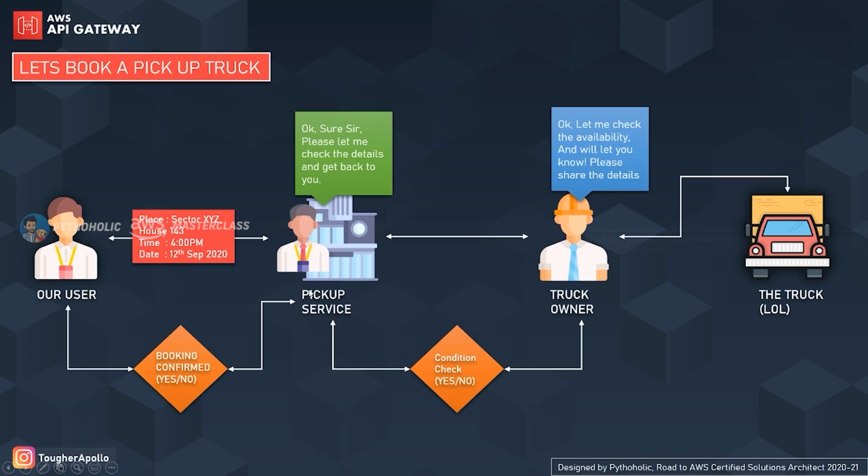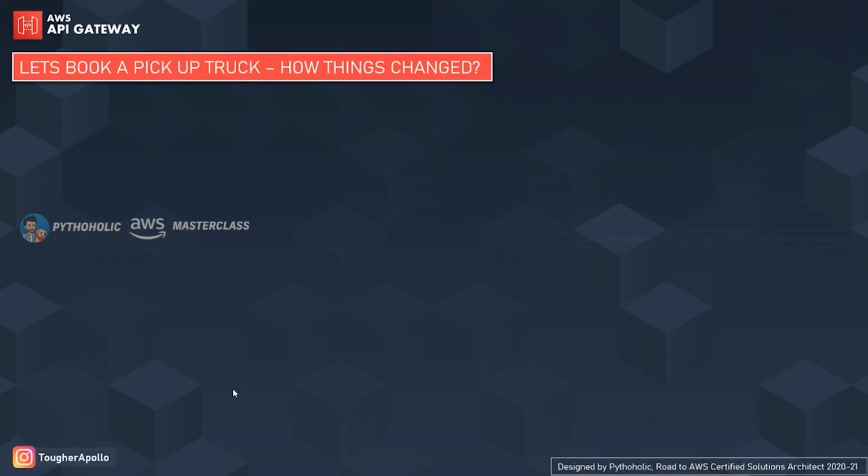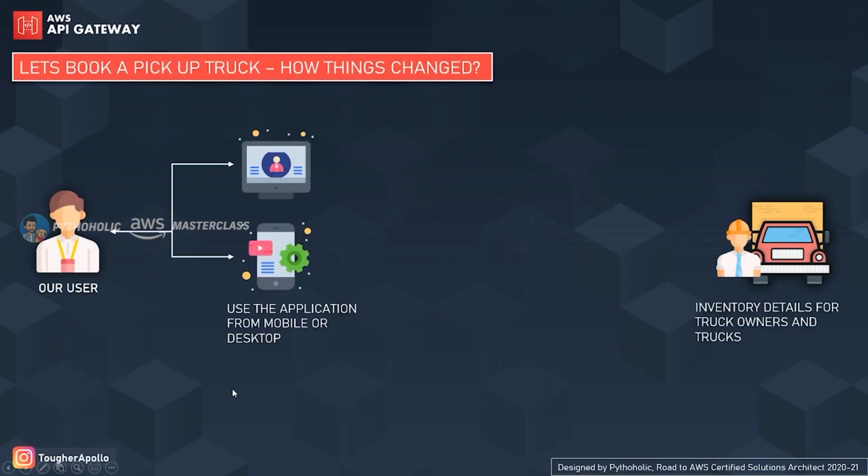Okay, if he doesn't have it, then he'll surely reject it, but if he does have it, then he will surely accept the request. Mostly in these cases, the requester actually would inform him to schedule it as per the availability of the vehicle, and that is how you book a pickup truck. Okay, so if the condition is satisfied, you will get the information back and you will let them know whether the booking has been confirmed or not. Okay, so now let's see what happened when things actually changed.